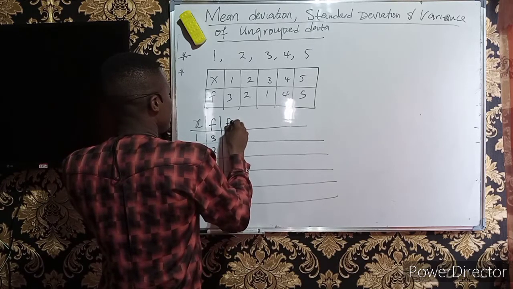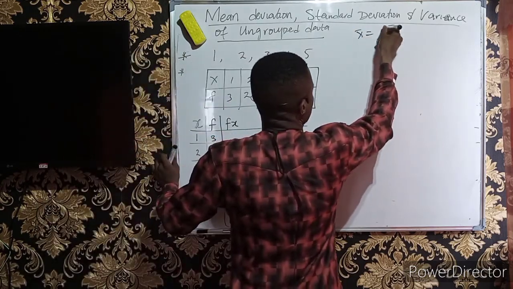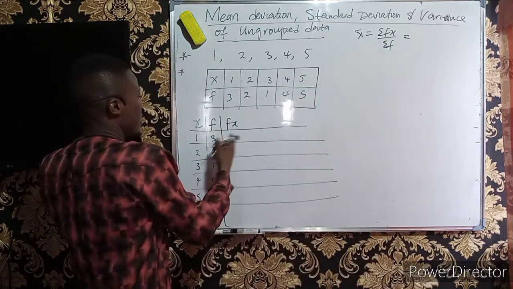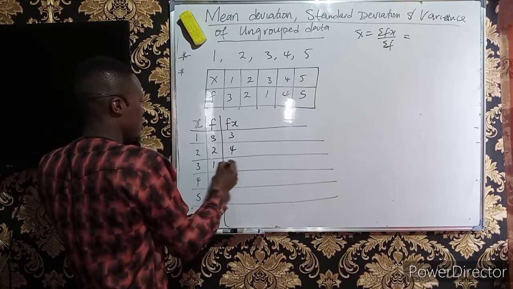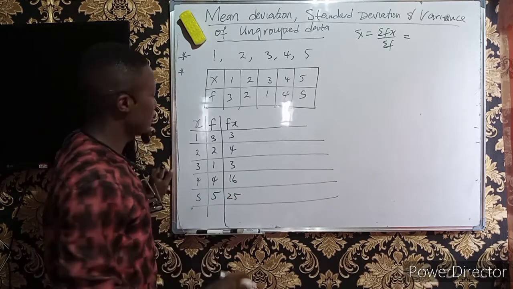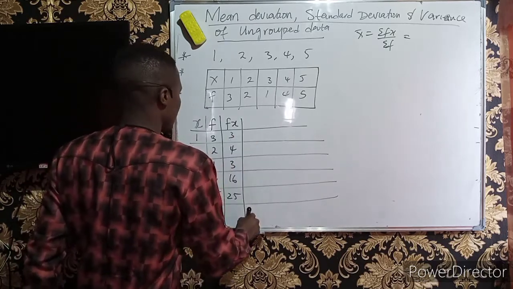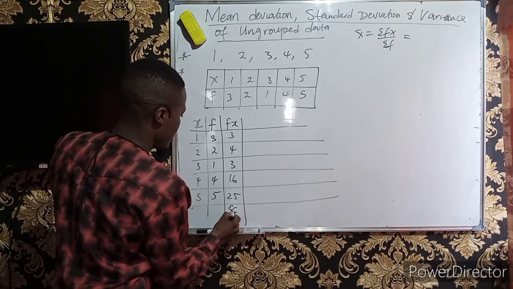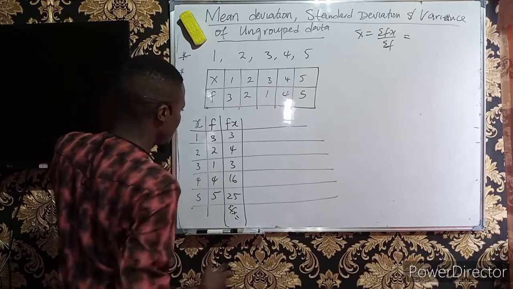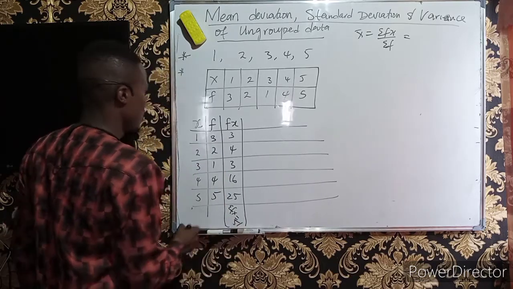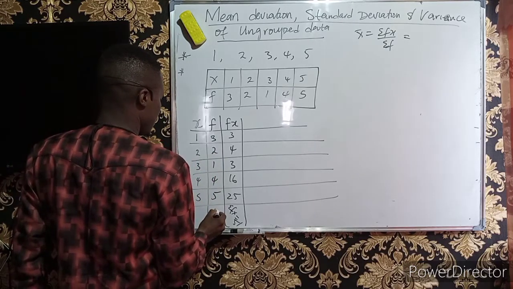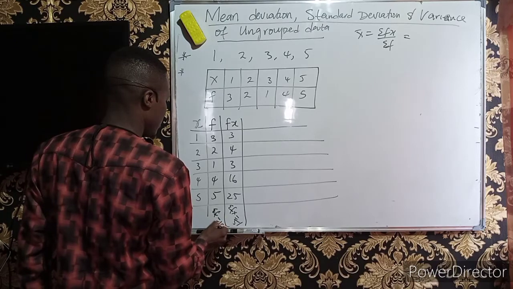So let us get our mean, because you know that mean x bar is summation fx over summation f, because frequency is given. So 1 times 3 is 3, 2 times 2 is 4, 3 times 1 is 3, 4 times 4 is 16, and 5 times 5 is 25. So summation fx, if I add up, is 51. Summation f is 15.